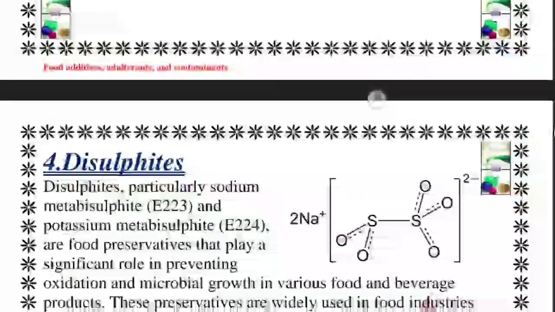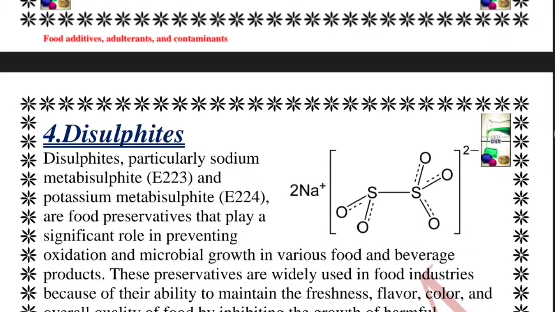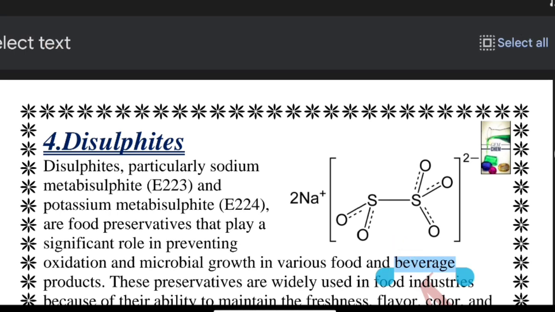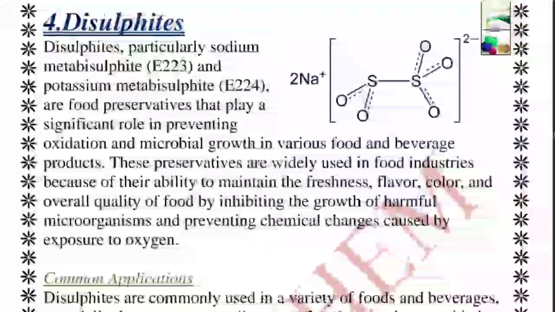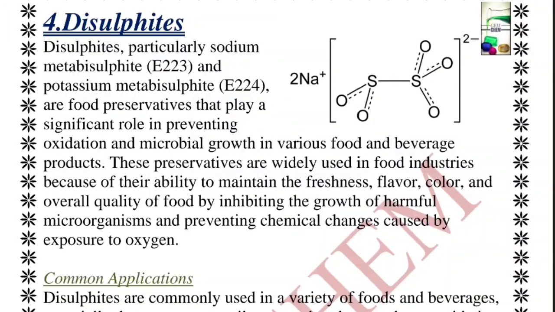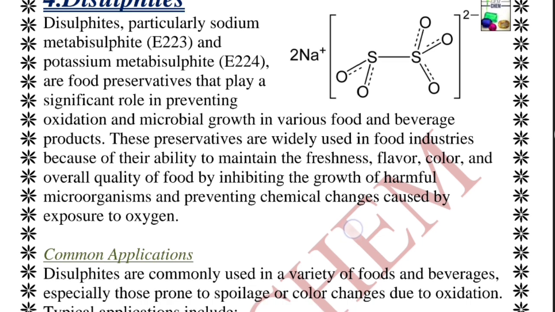Our next food preservative is disulphites. In this case, you can see here the compound which is being taken is sodium metabisulfite. So there is presence of 2 sulfurs and 5 oxygen, S2O5 2-. This is also a food preservative. It prevents the oxidation and microbial growth in various kinds of food and beverages.